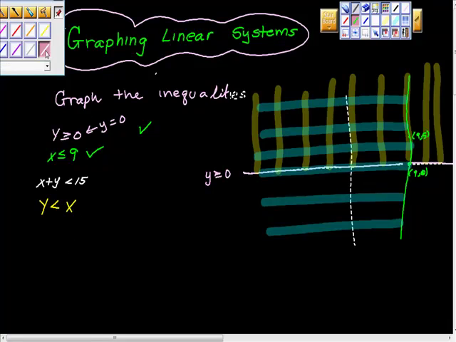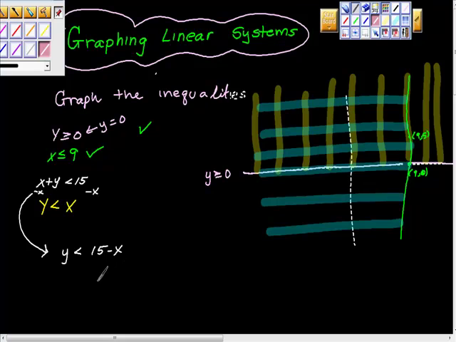Now let's graph this one right here. X plus y is less than 15. What I'm going to do here, if you don't mind, is rearrange this a little bit. I'm going to solve for y here. So I would have y is less than 15 minus x. If you're wondering what I did, I added negative x to both sides. I added negative x here and negative x here. And x minus x is 0, and 15 minus x was 15 minus x, right?